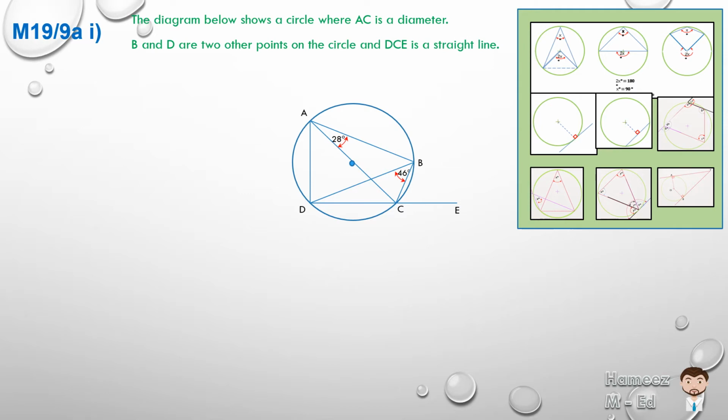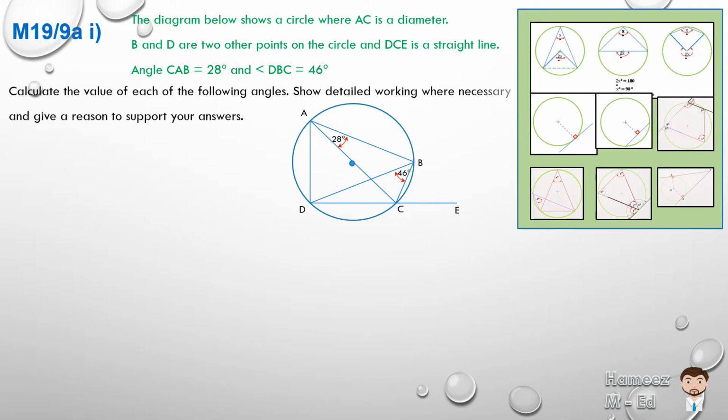So what that means is that if we look at A, B, C, D, it's a four-sided shape, meaning a quadrilateral, and all 4 corners lie on the circumference of the circle. So it's a particular type of four-sided shape called a cyclic quadrilateral. And the DCE is a straight line cutting the circle at 2 points, so it's a chord. Angle CAB is equal to 28 degrees, as shown in the diagram, and angle DBC is equal to 46 degrees, as also shown in the diagram.